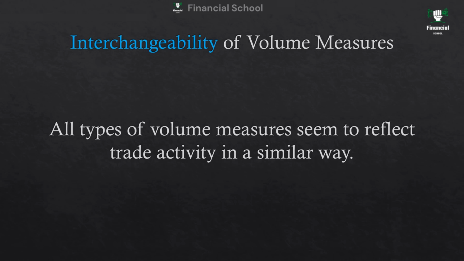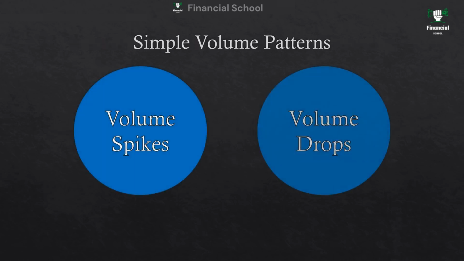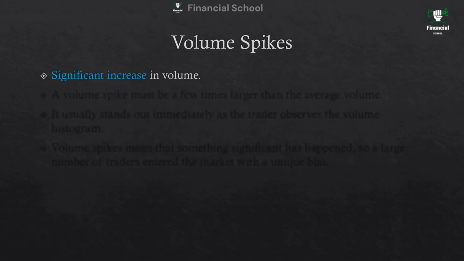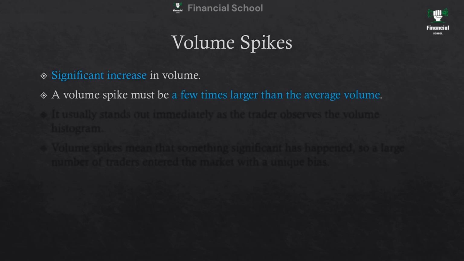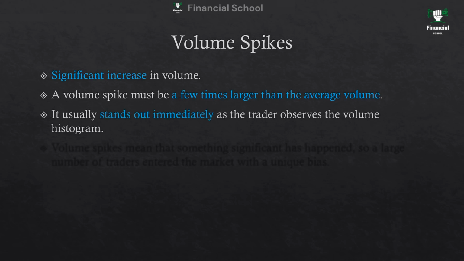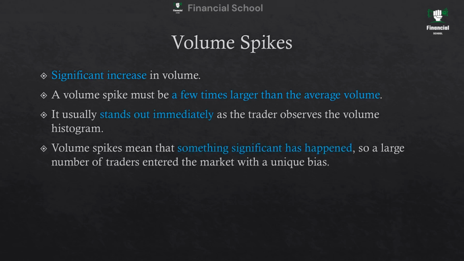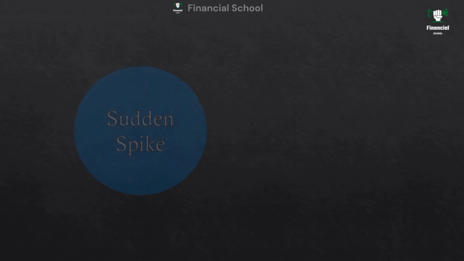We begin by talking about volume spikes and volume drops, since they are the two fundamental volume patterns. A volume spike is a significant increase in volume. To be classified as a volume spike, the volume in a particular period must be a few times larger than the average volume. It's usually something that stands out immediately when we look at the volume histogram. A volume spike means that something significant has happened, and many traders or investors have entered the market with a unique bias. There are basically two types of volume spikes.